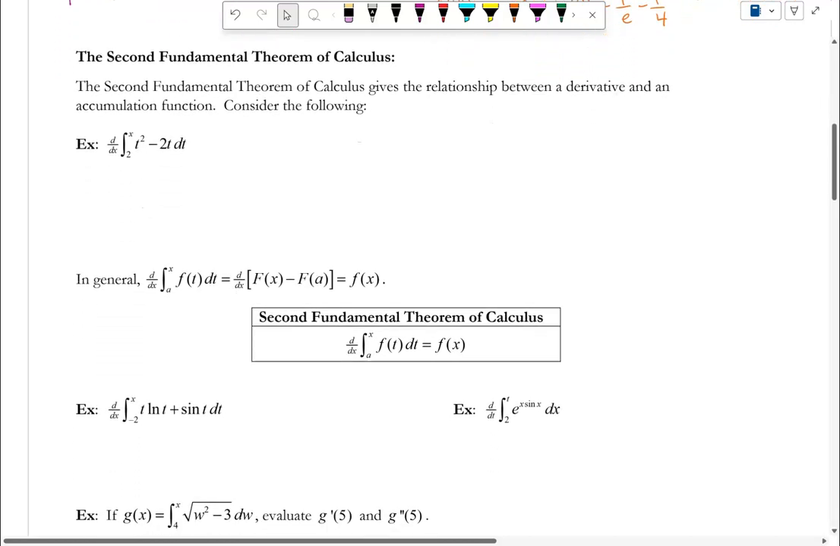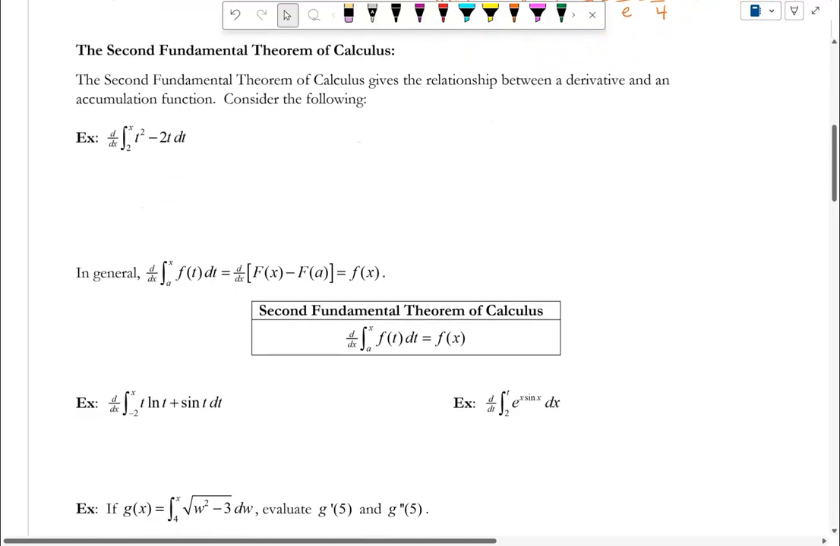So let's consider this first example. If I wanted to take the derivative of this accumulation function, well, the order of operations, I would need to first apply my definite integral and find the function of which I'm taking the derivative of. So this dx, our derivative operator, is going to come along for the ride.